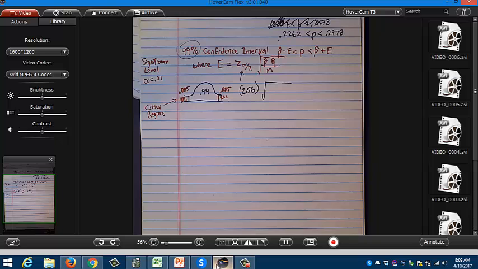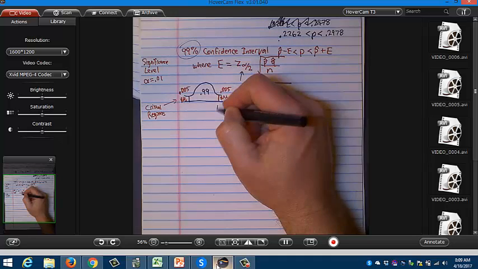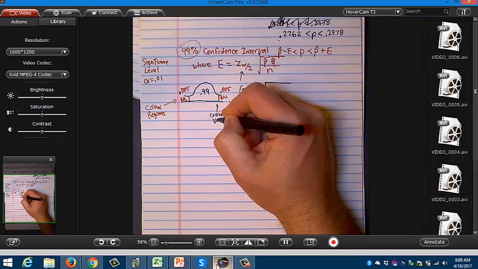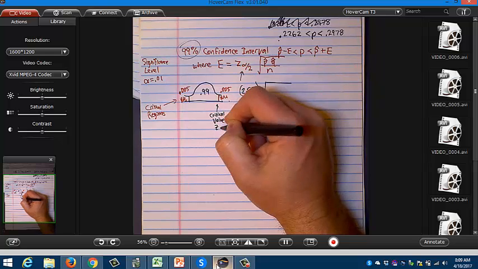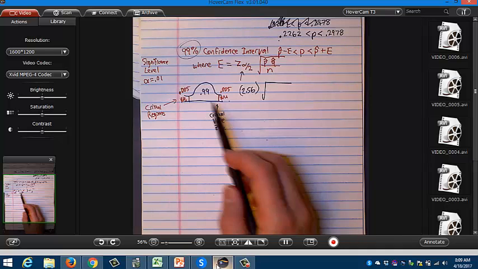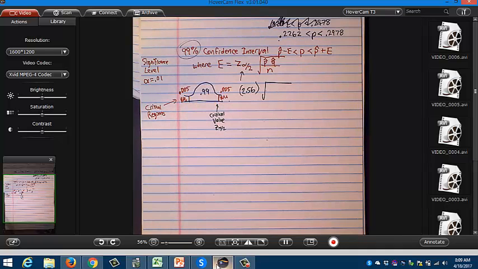Then what we need is the critical value. The critical value would be Z alpha over 2. And how I did it was inverse norm, not just of 0.99, but of 0.995, because you had to add on that extra piece.